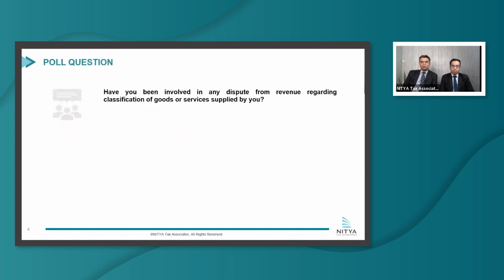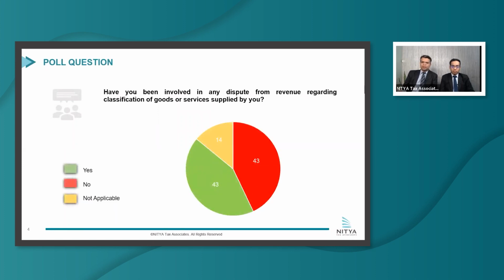Firstly, we ran a poll question to discuss whether there have been disputes from revenue regarding classification of goods. We have seen almost an equal number of participants saying that they have faced a dispute and that they have not faced a dispute. And the number is very candidly alarming because classification has been in existence since long. It's not that only post GST this classification has come. You have the customs tariff, which is there since 1975. So even after so many years, if even 50% of taxpayers are facing this dispute from revenue, it is, I'll say, an alarming number, as the clarity of classification has still not been attained.